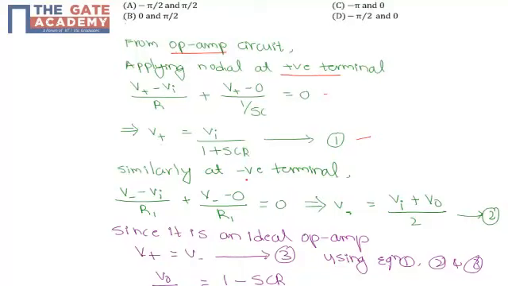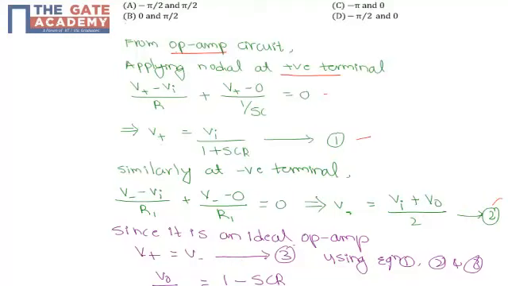Similarly, at the negative terminal, we apply nodal analysis. So, (V- minus Vi) divided by R1 plus (V- minus V0) divided by R1 is equal to 0. So, V- is equal to (Vi plus V0) divided by 2. We'll call this equation 2.